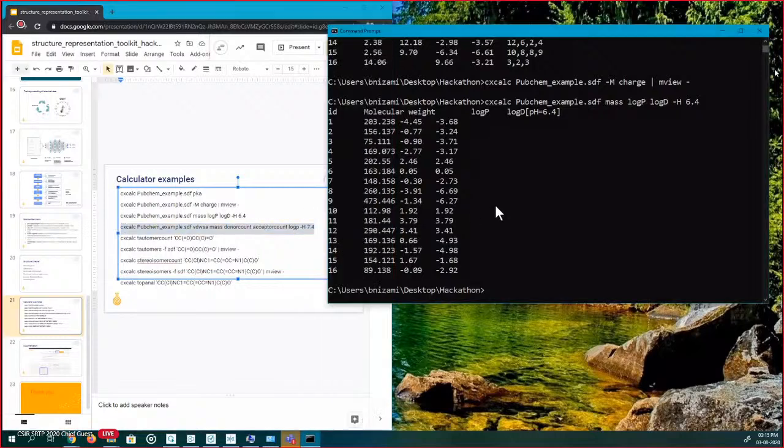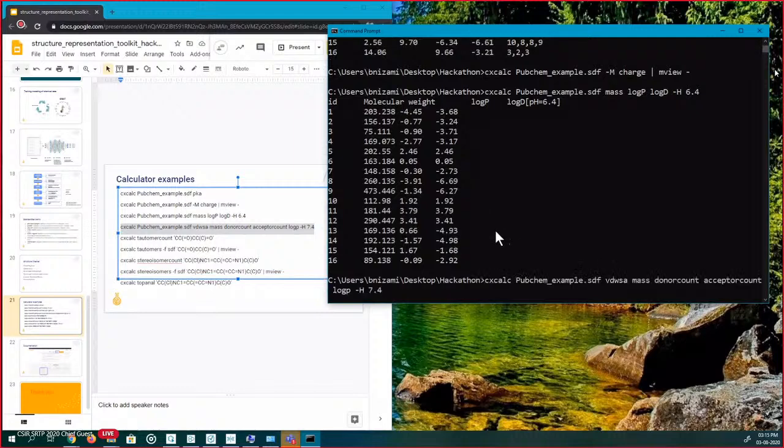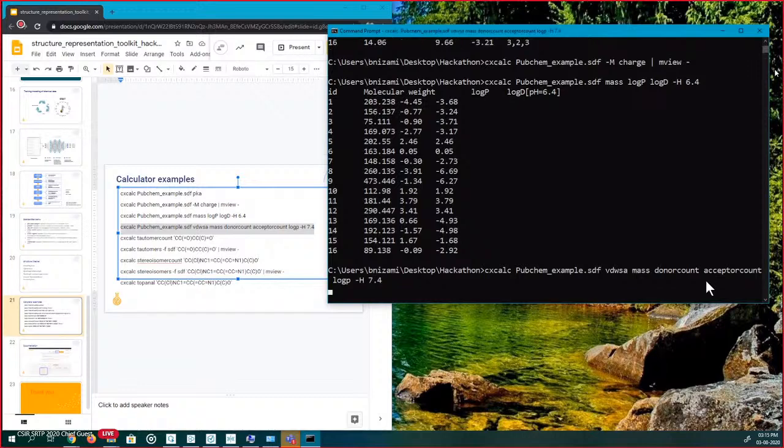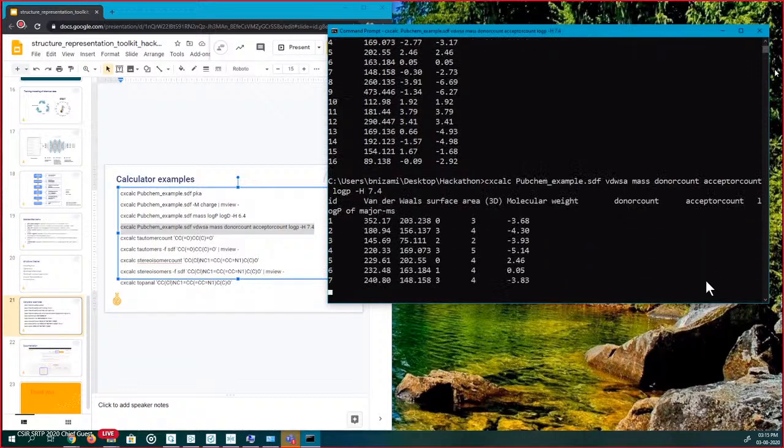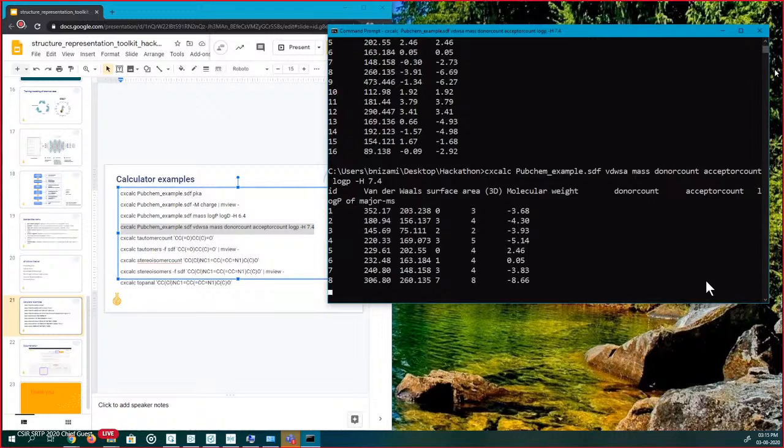Here, I'm calculating more properties now. I'm calculating van der Waals surface area, then mass, as we have seen in the previous example. Donor count calculates the number of donor hydrogens. Acceptor count calculates the number of acceptor hydrogen atoms. And then again, logP at pH, now 7.4. So you see the output here. I have van der Waals and all those options which I passed through my command line, and they are calculated here.